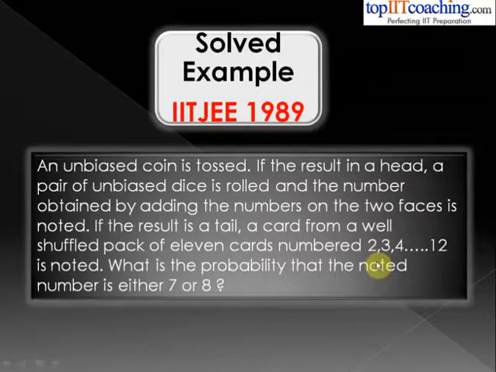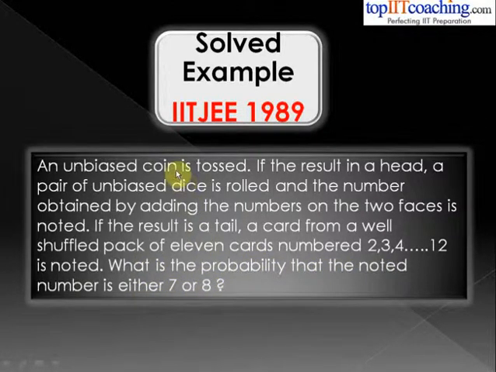Let's see another solved example, and this appeared in IIT JEE in 1989. It says that an unbiased coin is tossed. If the result is a head, a pair of unbiased dice is rolled and the number obtained by adding the numbers on the two faces is noted. If the result is a tail, a card from a well-shuffled pack of 11 cards numbered 2, 3, 4 up to 12 is noted. Now what is the probability that the noted number is either a 7 or an 8?